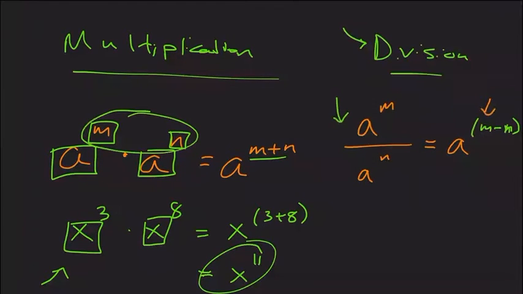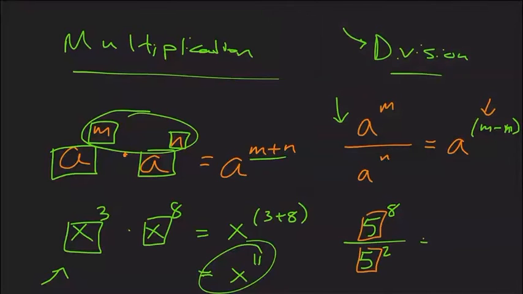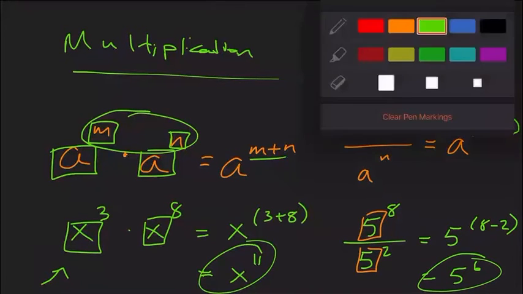An actual example problem might be something like, let's say 5 to the 8th power over 5 to the 2nd power. Again, they need to have the same base. In this case, they're both 5, so that's good. And so we do 5 to the 8 minus 2, which becomes 5 to the 6th power. You can keep going from here. You could say, what is 5 to the 6th power? But for now, we're not going to do that. We'll get there.